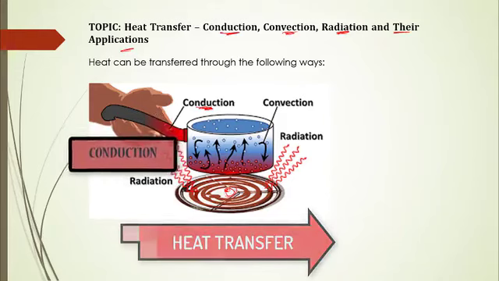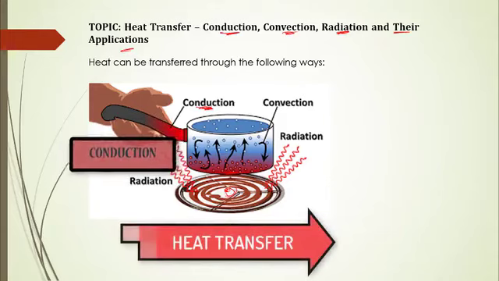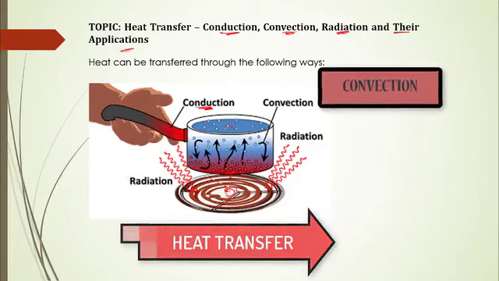So when you hold it, you're bound to feel some level of heat in your hand. And if you're not careful, you could get injured. That's an example of heat by conduction. And then what about convection? You would notice that there is some water inside this pot.